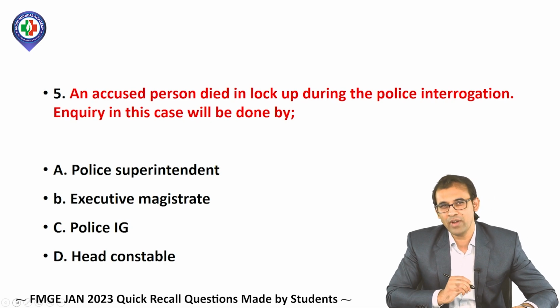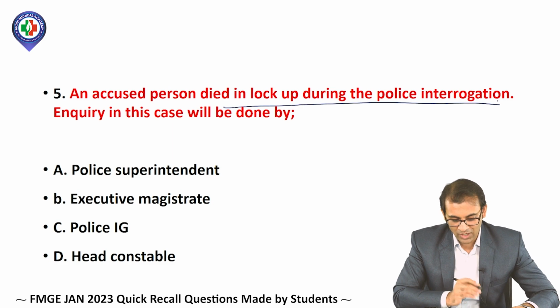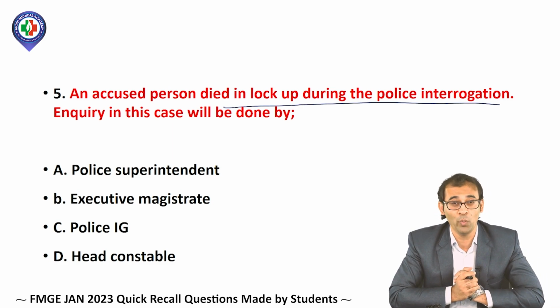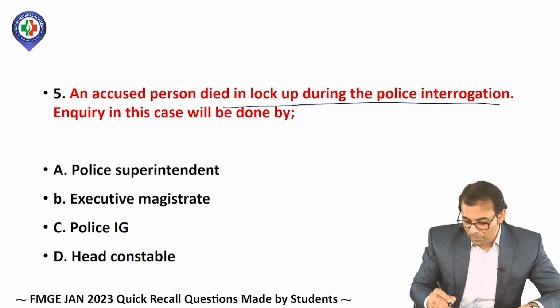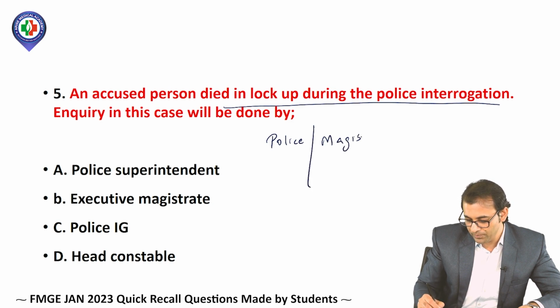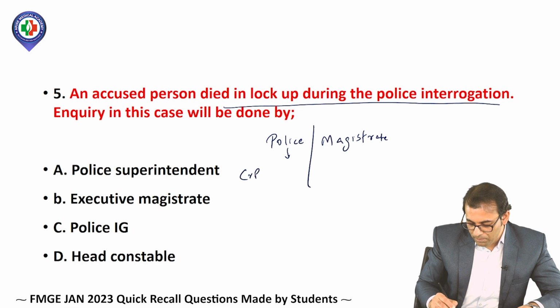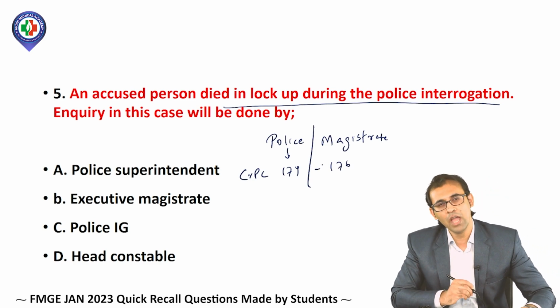Question number 5. An accused person died in lockup during police interrogation. Inquiry in this case will be done by whom? In India, we are practicing two types of inquest. One is called police inquest. Another is called magistrate inquest. Police inquest is performed under CrPC 174 and magistrate inquest under CrPC 176.